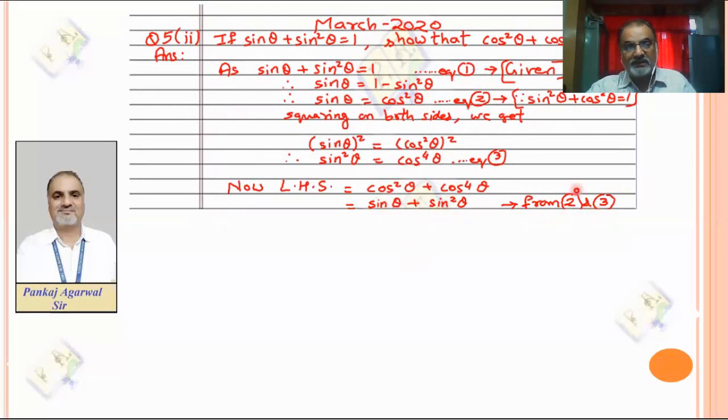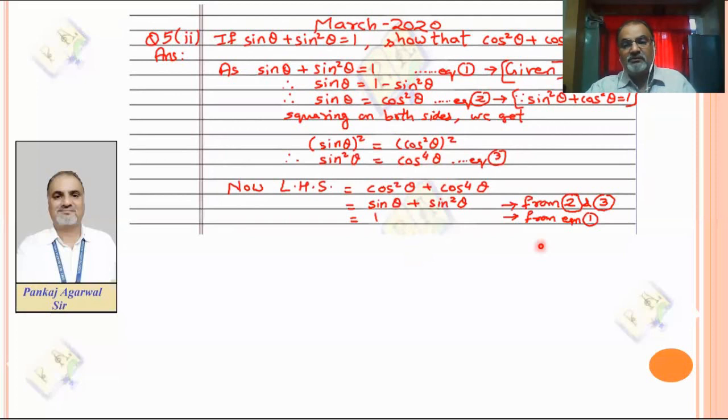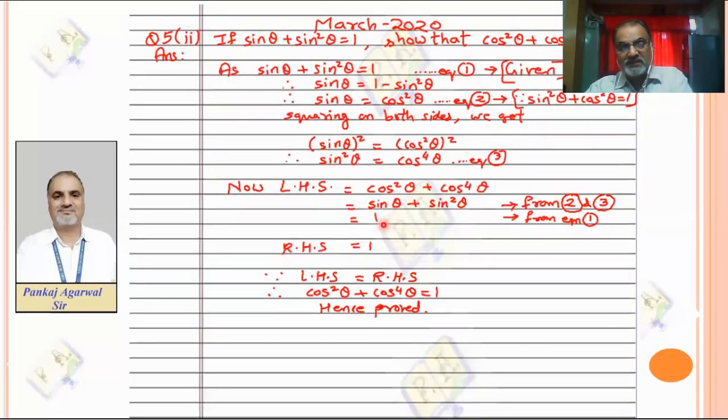Now look again at equation 1. What is equation 1 given to us? Sin theta plus sin square theta is 1. So from equation 1, we got it equal to 1. Now what is RHS? 1. Since LHS equals RHS, we can rewrite our final answer, hence proved. This question was asked in the SSC board for 3 marks.